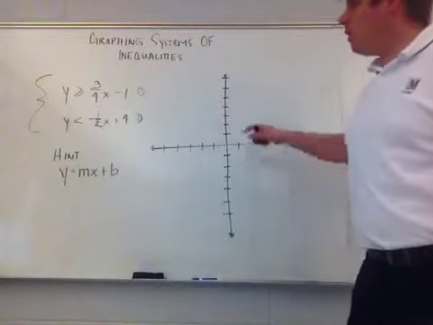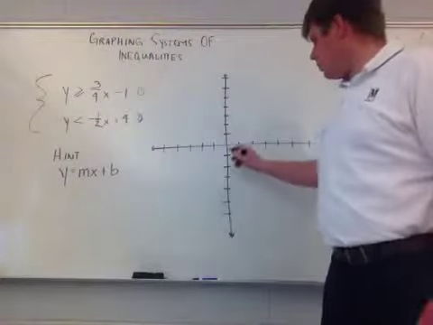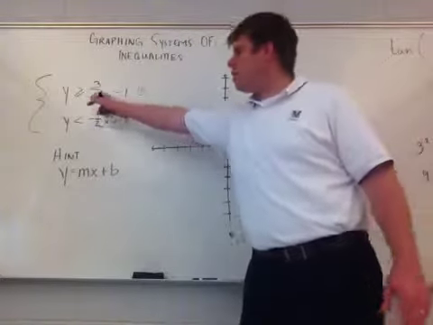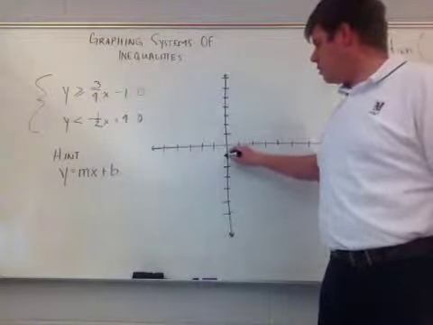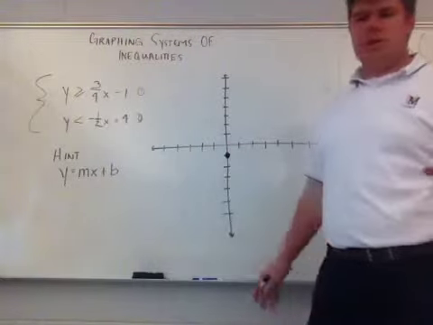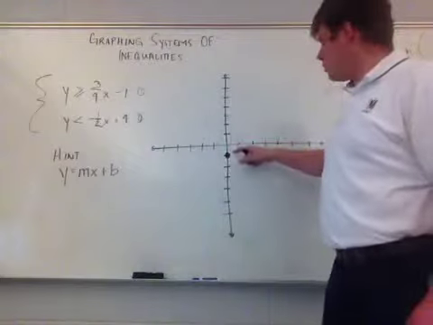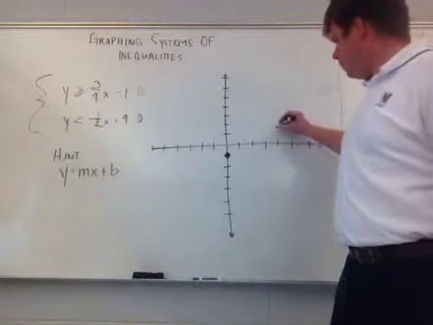The first one says my -1 is my y-intercept, so I start there. And I take a look at what type of circle I'm going to put there. Because it's equal to, any value on that line exists, and I can use a closed dot. Then I just utilize my slope. My slope is 3/4, which means the change in y over the change in x: up 1, 2, 3, over 1, 2, 3, 4.